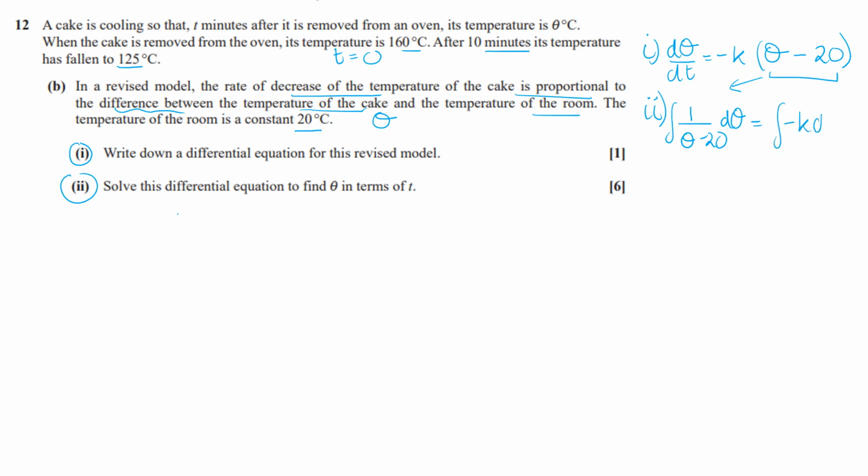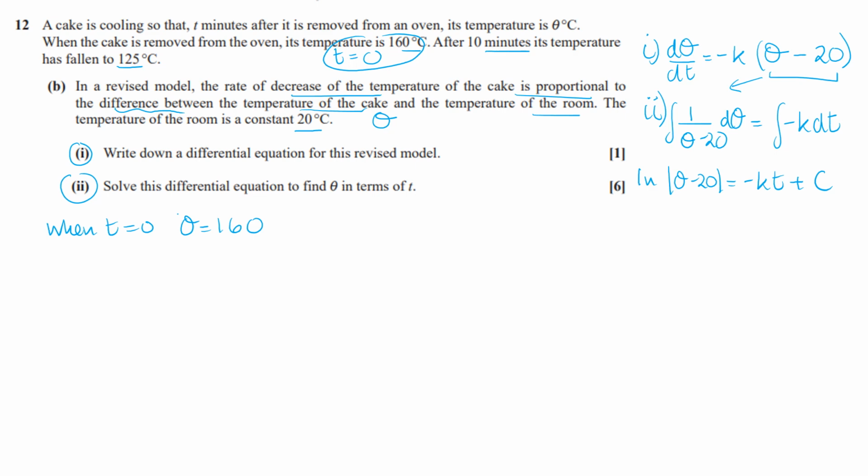So it'll be minus k dt. Now we have to actually integrate, so that will be the ln of theta minus 20 is equal to minus kt plus c. Now again, we need to use our information, so when t is equal to 0, theta is equal to 160.